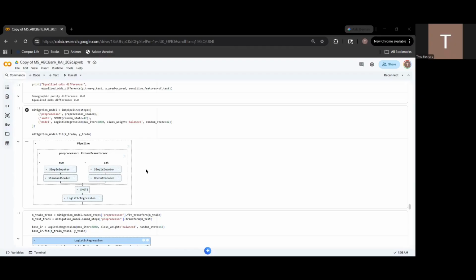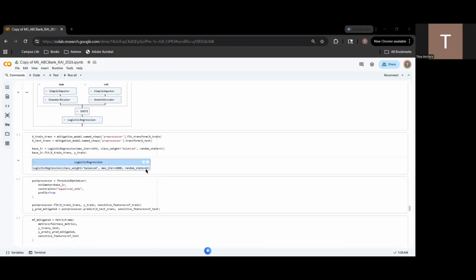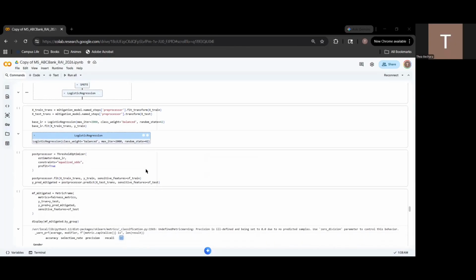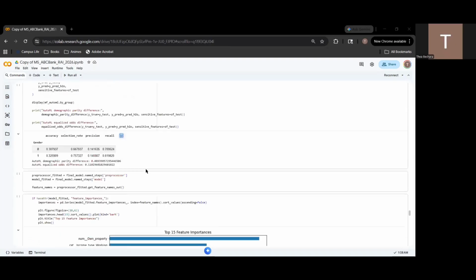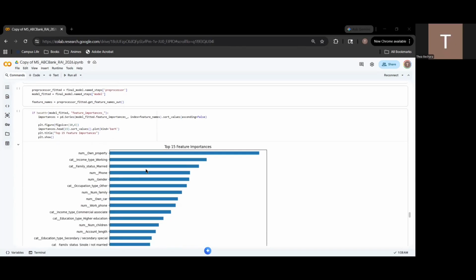To improve transparency, we examined feature importance for the random forest model, and the most influential feature was owned property, indicating that applicants who own property significantly influence approval decisions. Other important features include total income, year, type of working, and the years employed.